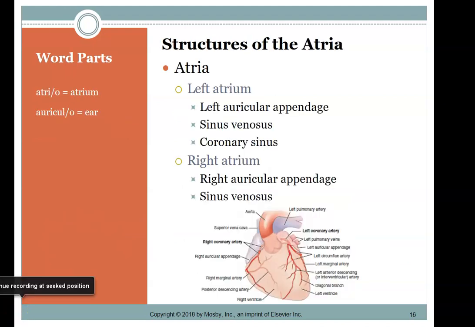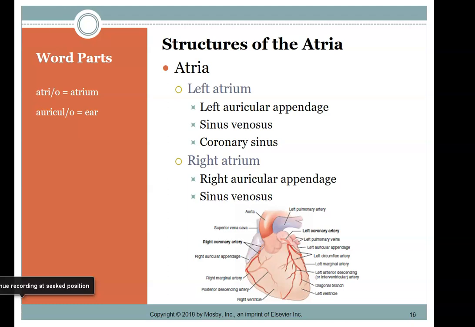Structures of the atria. This slide gives more detail for the atria. Note the left and the right auricular appendages, which are small ear-like pouches on top of each atrium. The right auricular appendage is in the area that can give rise to tachycardia, while the left auricular appendage is the structure responsible for a large number of blood clots during atrial fibrillation.